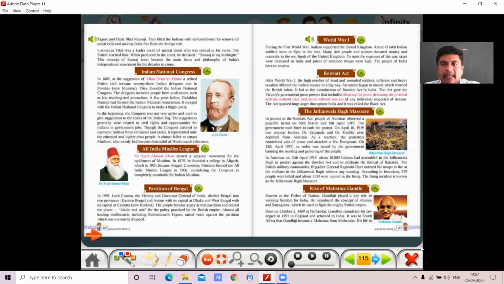Why? In that place, more than 10,000 people were gathered. Without any intimation, General Dyer, the British Governor General, ordered to open fire against the assembled people, in which more than 300 people died and more than 600 people were injured, right? Yes, this was really a taunt.